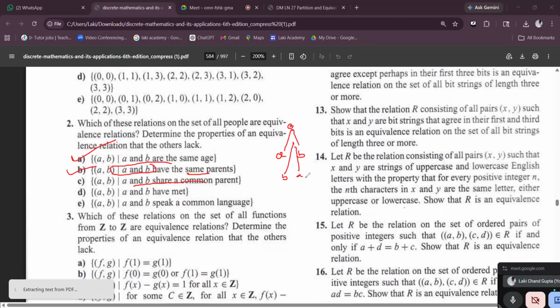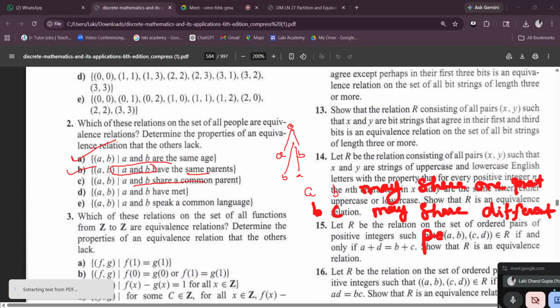Let's suppose A and B may share one parent, right? B and C may share a different parent. It is also true that A and C may share no parent at all. May share no parent, right? So this cannot be transitive. If this is not transitive, then you can say what?